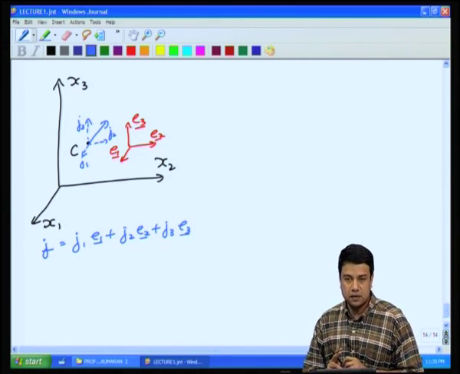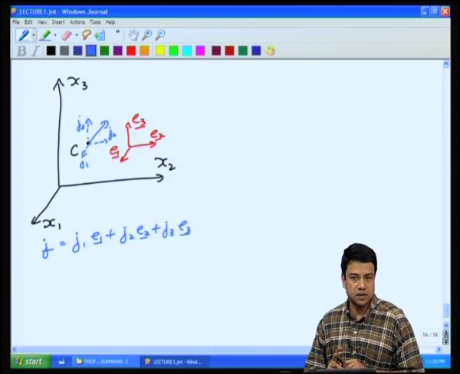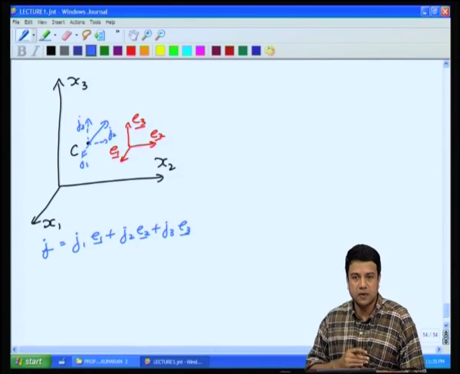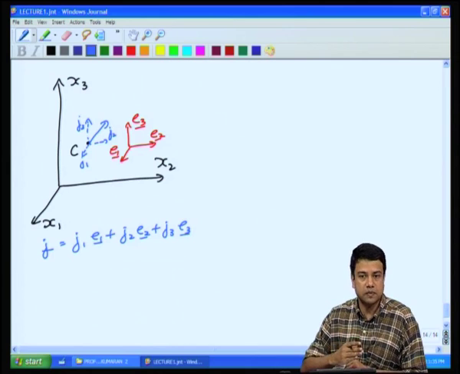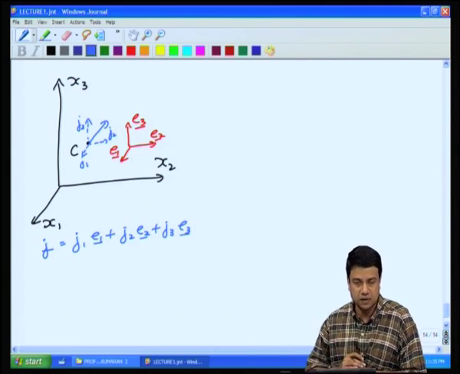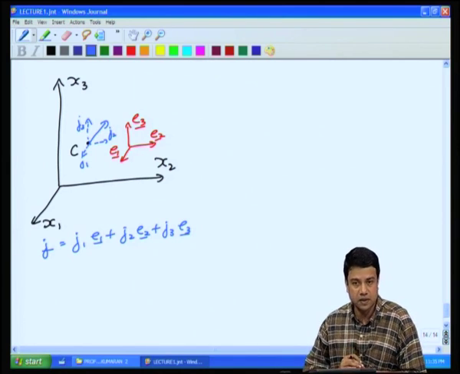The resultant of these three gives me the direction in which mass is being transported. So, if I have a cross section perpendicular to this particular direction, I will get the maximum transport of mass across that. So, this gives me the direction in which mass is being transported.